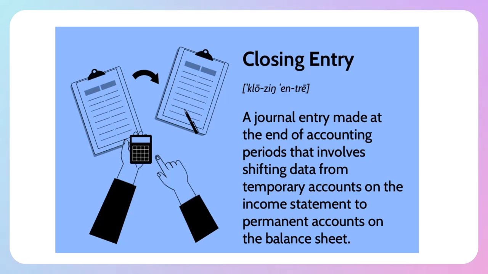So the accrual method of accounting requires us to match revenues and expenses to the period. And so when we come to the end of an accounting period, and that could be a month, a quarter, or a year, we make a series of closing entries. And really what that does is it shifts the balance from our temporary accounts on the income statement to the permanent accounts on the balance sheet.